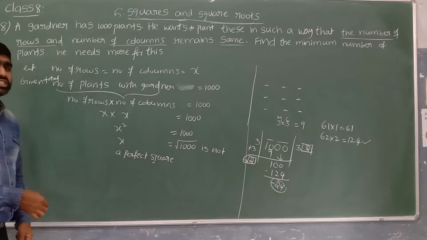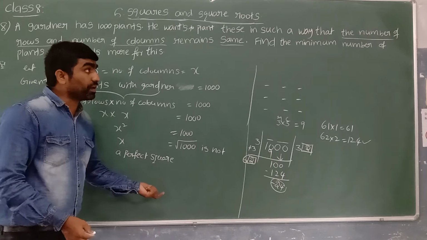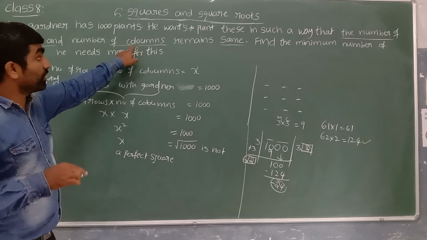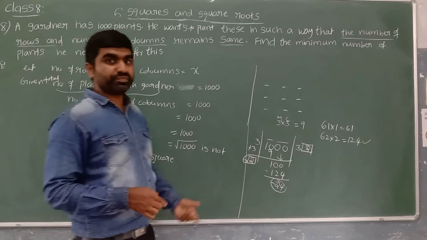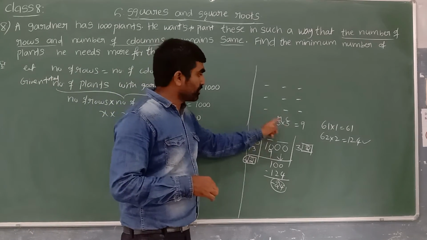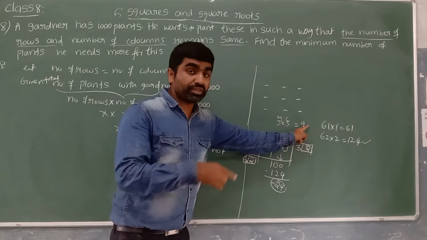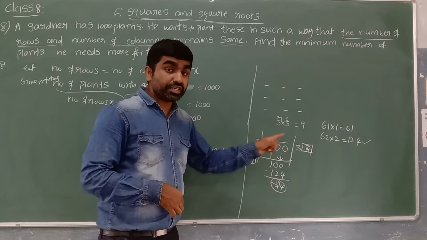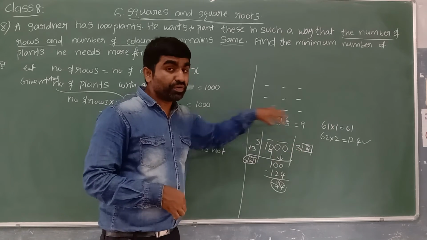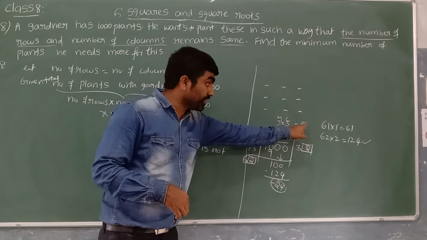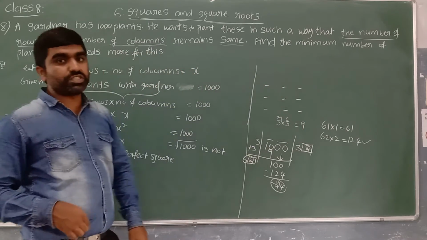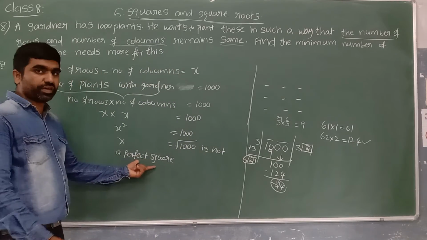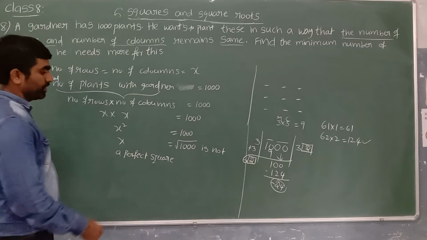If it is not a perfect square, what is the problem? If it is not a perfect square, we can't arrange in this order. If you want the number of rows and number of columns to be equal, it should compulsorily be a perfect square. Here 9 is a perfect square, so we can arrange equal rows and columns. If I take the perfect square 16, we can arrange 4 rows and 4 columns. Only if it is a perfect square can we do this arrangement, where rows and columns are equal. So it is not a perfect square, and this arrangement is not possible.